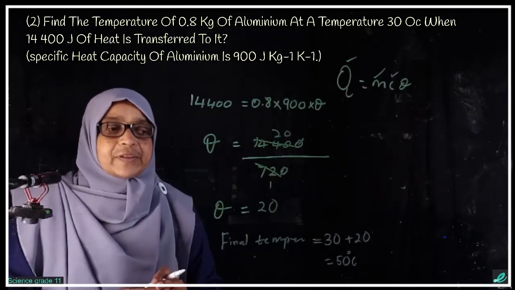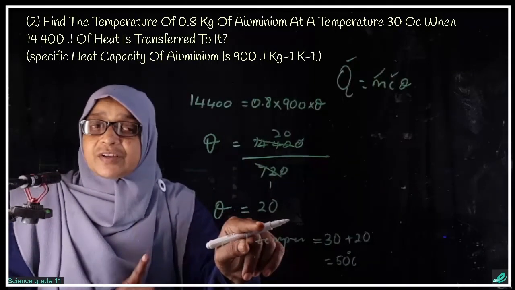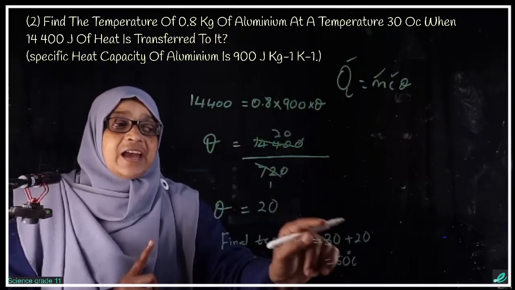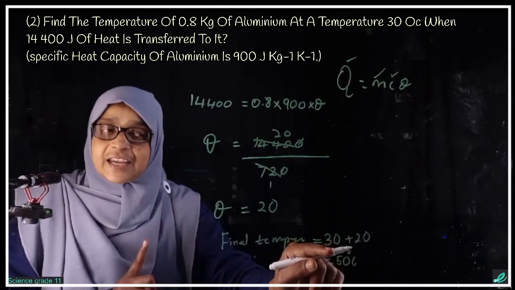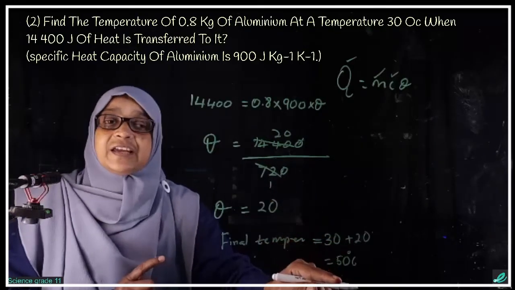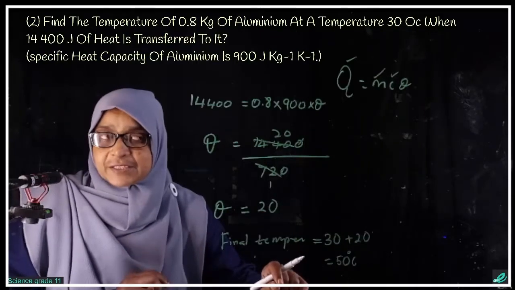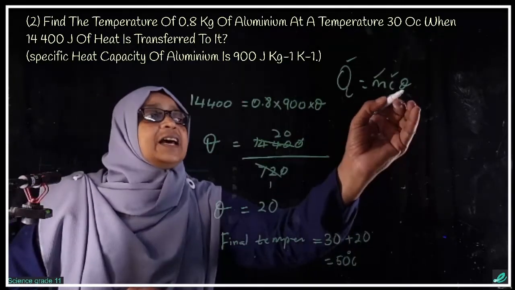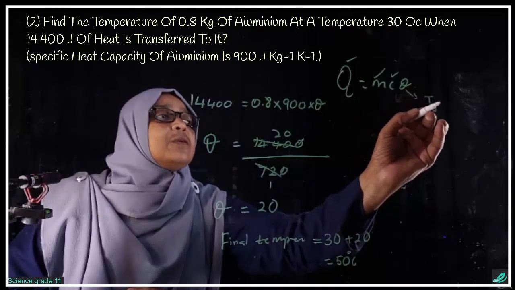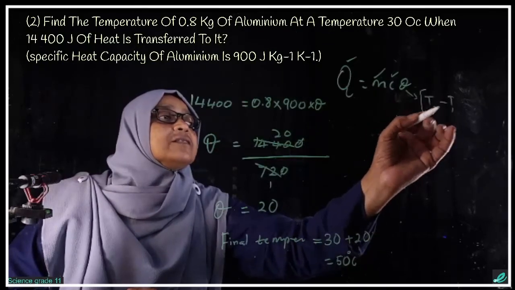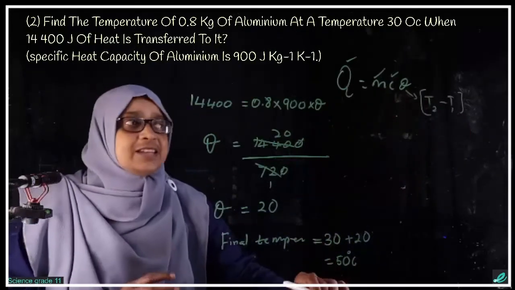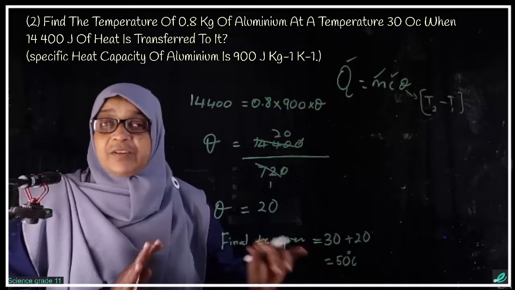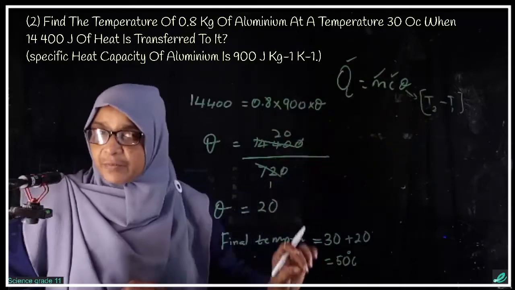Okay, here we found out the temperature difference. Then we add the temperature difference to the initial temperature, and then we get the final temperature. This is one method. The other method: this theta is T2 minus T1. We have already learned this. This is the final temperature. We apply this directly to the formula.